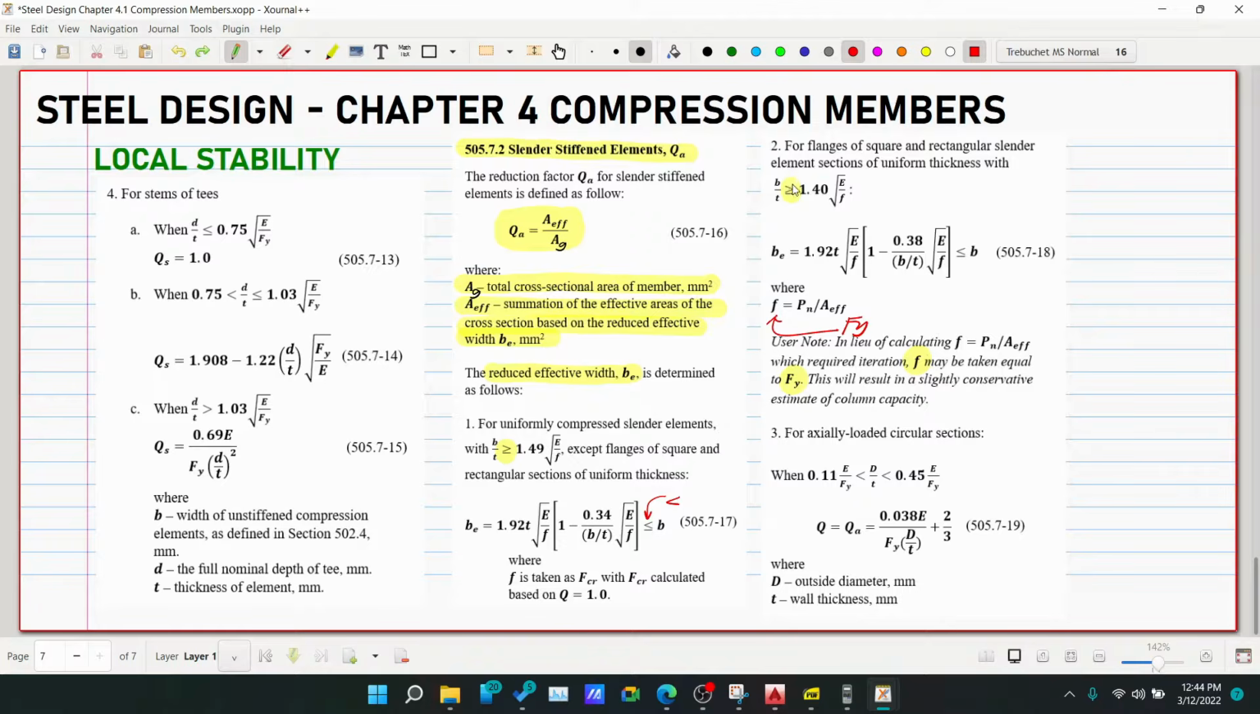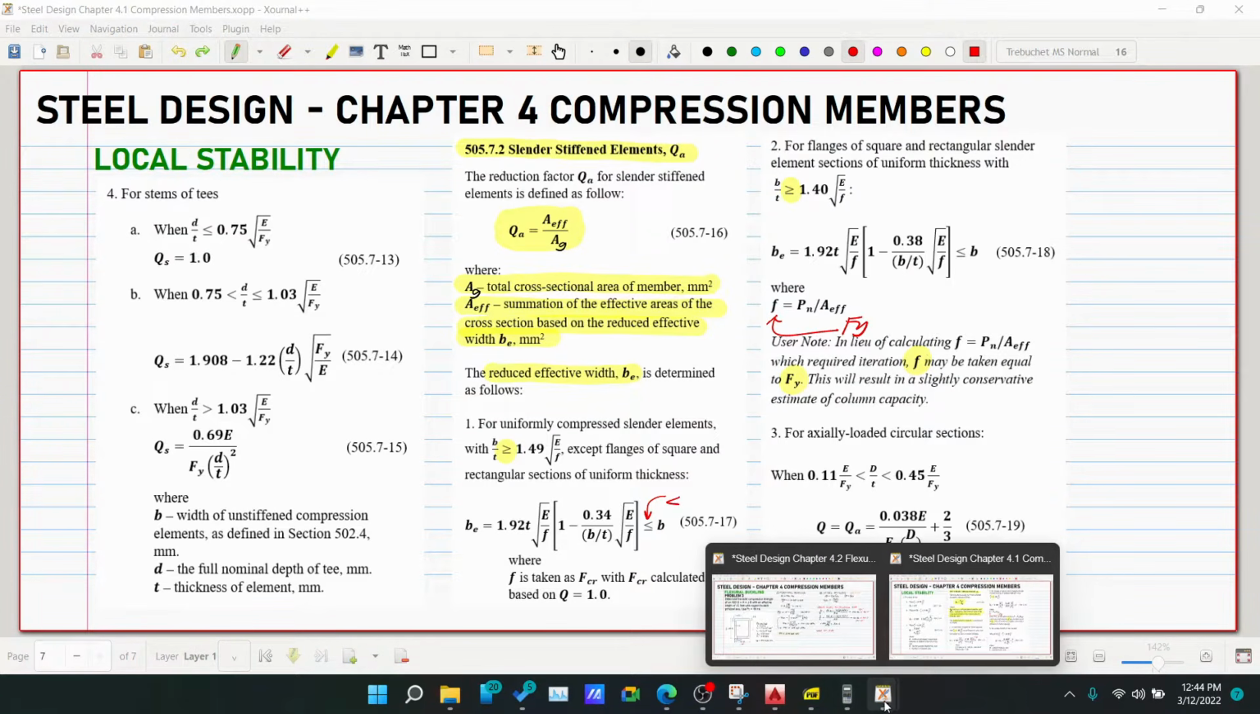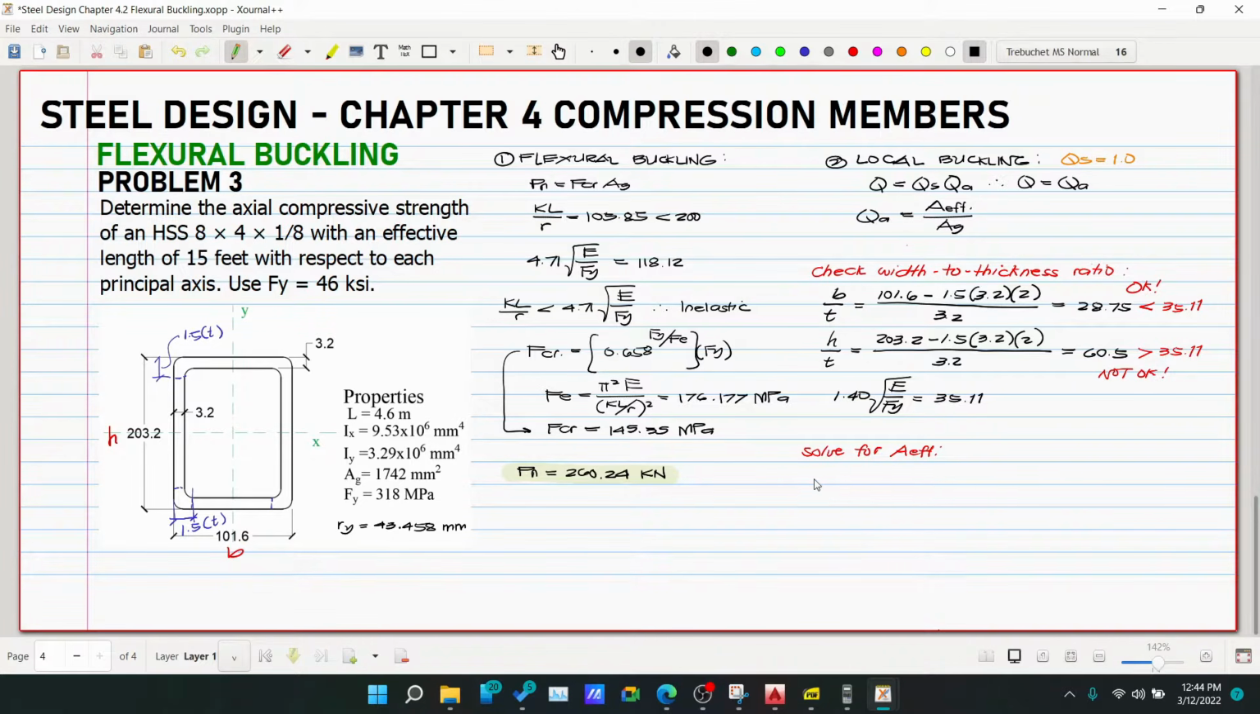So what happened to us is that our H over T is greater than 1.40 square root of E over F. So therefore, we need to get our effective BE, or our HE. Because that is our slender element. So here, it becomes H. Okay? So our equation, let's memorize it. HE is equivalent to 1.92 thickness square root of E over Fy multiplied by 1 minus 0.38 over B over T, which is our H over T, multiplied by square root of E over Fy, wherein our H sub E should be less than or equal to H.